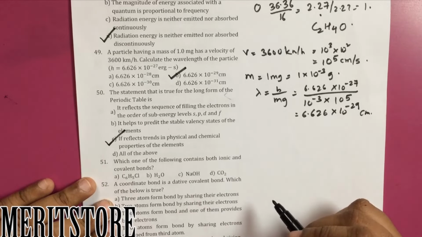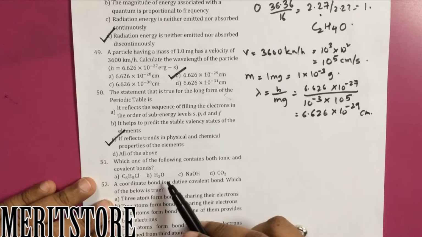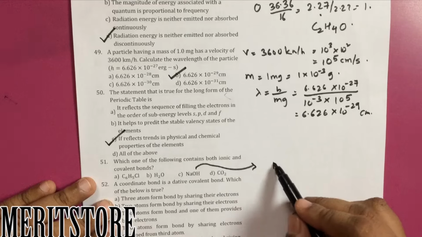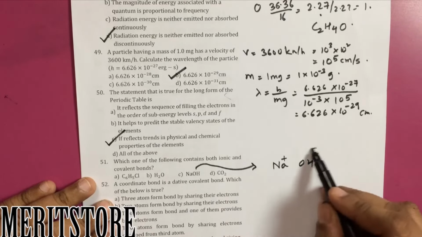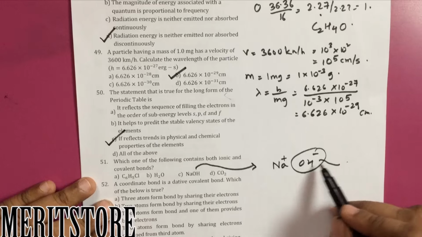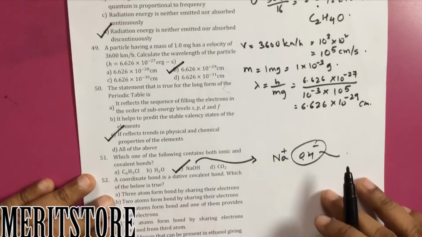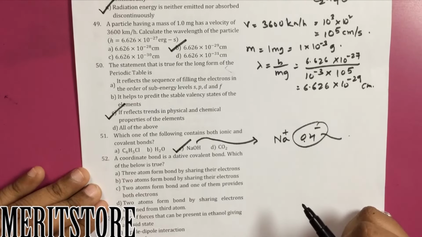Which one of the following contains both ionic and covalent bond? C6H5Cl, H2O, NaOH and CO2. The answer is NaOH because between Na and OH there is an ionic bond, and inside the OH there is a covalent bond between the oxygen and hydrogen. Therefore option C.